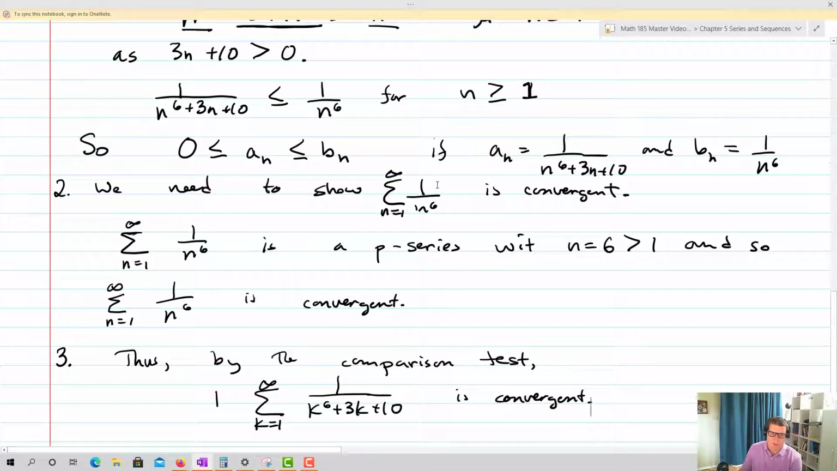It's actually really important. And then finally, you have to state by which test you used how it is that you know that your series is in fact convergent. And so in this case, thus by the comparison test, we know the sum, k equals 1 up to infinity, of 1 over k to the 6th plus 3k plus 10 is convergent.